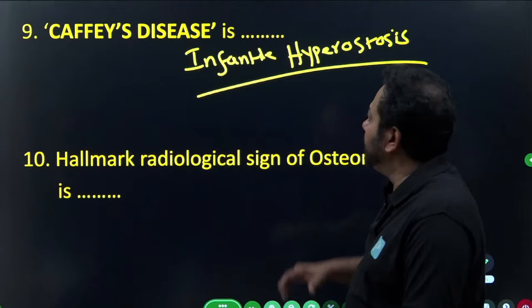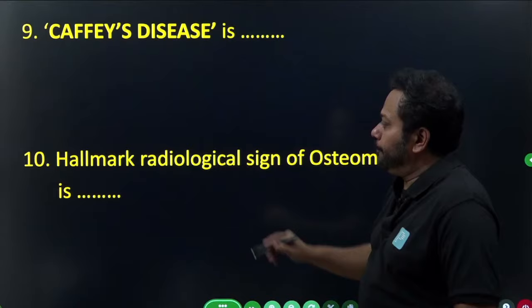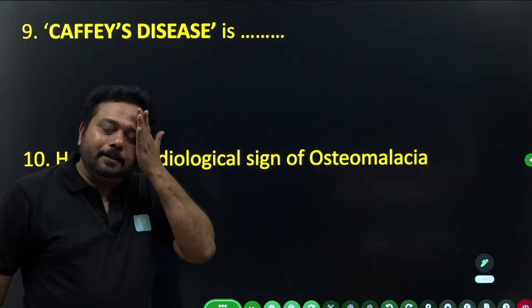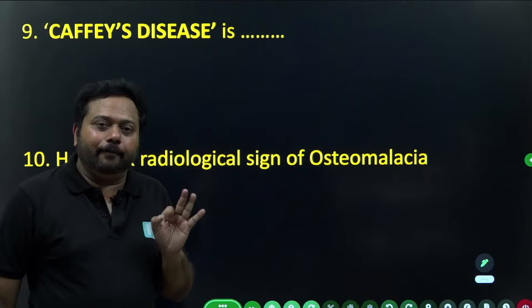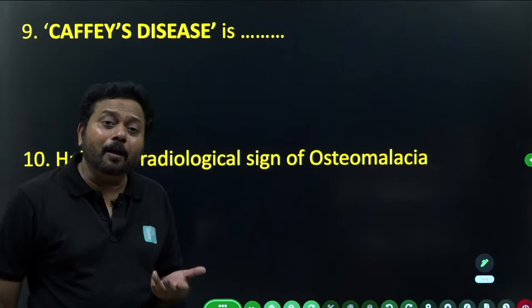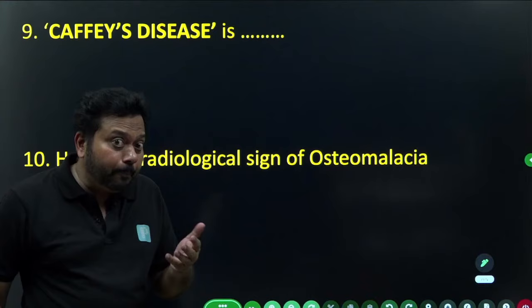Right. Now coming to the next one-liner: the hallmark radiological sign of osteomalacia. See, osteomalacia and rickets are one and the same. We all know it is due to vitamin D deficiency. When vitamin D deficiency happens before epiphyseal closure, that is called rickets. When it happens after epiphyseal closure, that is called osteomalacia.